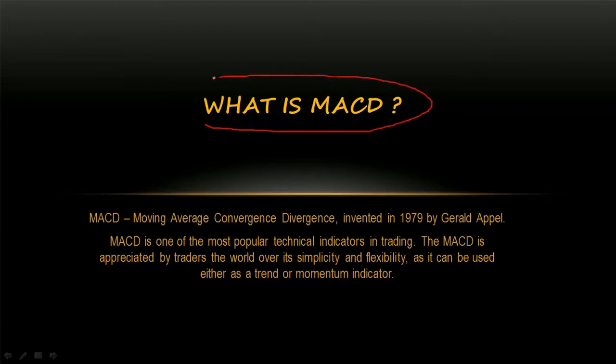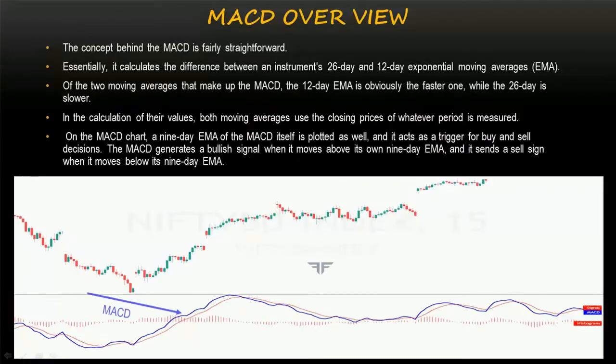What is MACD? MACD is known as Moving Average Convergence and Divergence. MACD is one of the most popular indicators in trading. MACD is appreciated by traders for its simplicity and flexibility, as it can be used either as a trend or a momentum indicator.